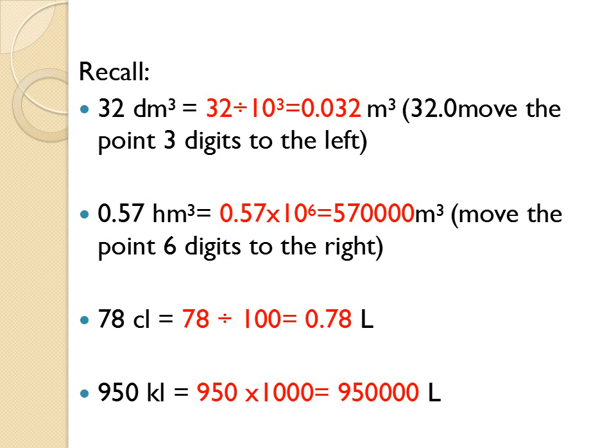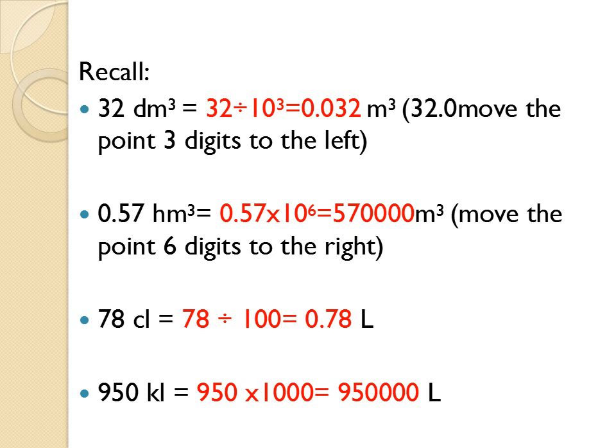The second example, it's 0.57 hectometer cube. We want to convert it to meter cube. So we know that from hectometer cube to meter cube, we must go down the stairs, 2 stairs. So here we must multiply by 10 power 6, and the number must be bigger. So we must move the point 6 digits to the right in order for the number to become bigger. So 0.57 times 10 power 6 equals 570,000 meter cube.